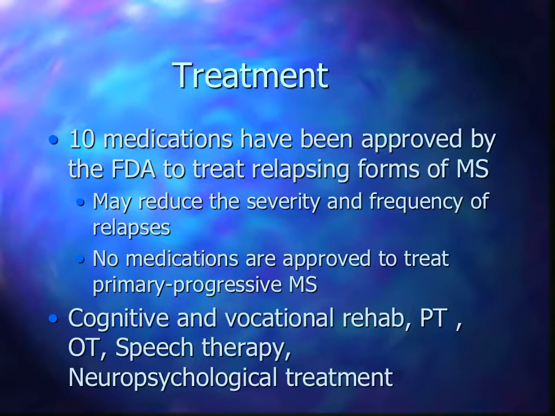The treatment for MS is usually medications that are only effective for those that have the relapsing forms of MS, and it just really reduces the severity and frequency of relapses. They also receive speech therapy, OT, PT, and neuropsychological treatment, depending on what stage of MS and what type they have.